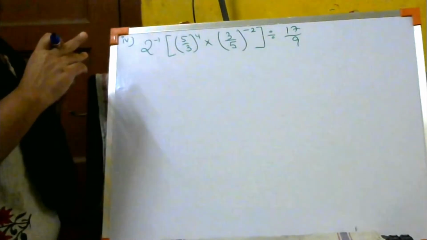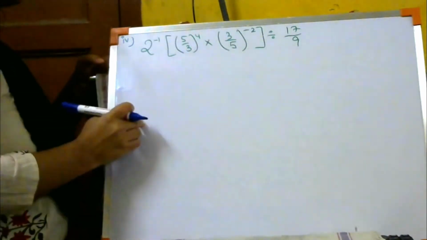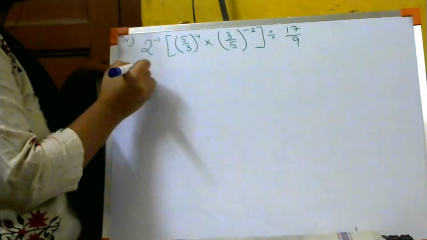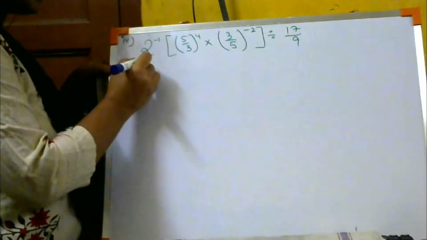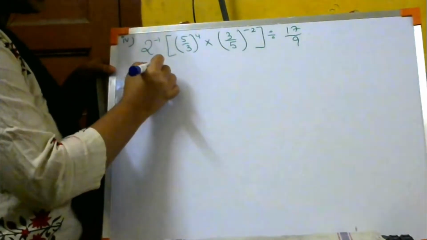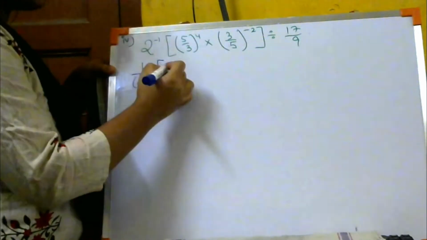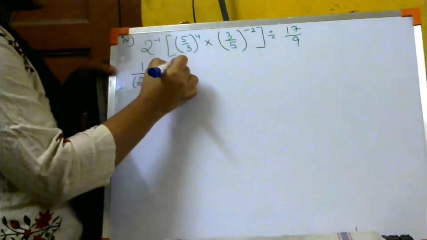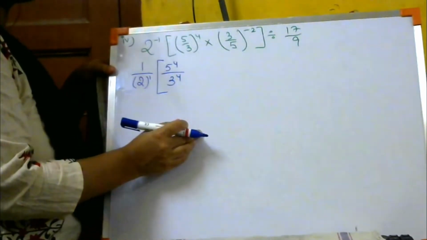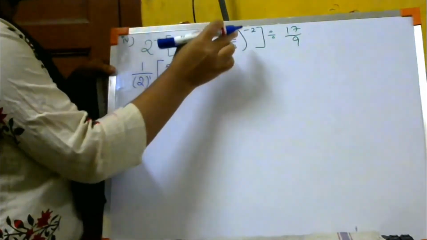Now I am not going to explain which law I am going to use, but I am just going to say that this is the first law. So now 2 to the power minus 1, applying the first law, a to the power minus m equals 1 by a to the power m. So 1 by 2 to the power only 1. Inside the bracket, 5 by 3 to the power 4. Law of exponent: if I open the bracket, it means 5 to the power 4, 3 to the power 4. If you know the law of exponent, we are applying that. Into 3 by 5 to the power minus 2.